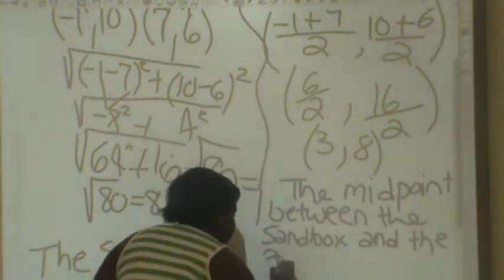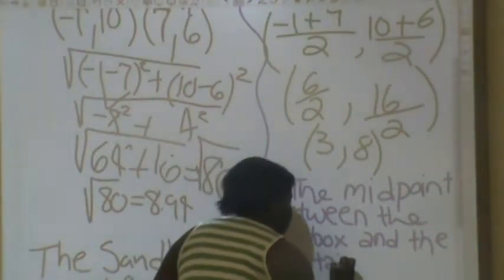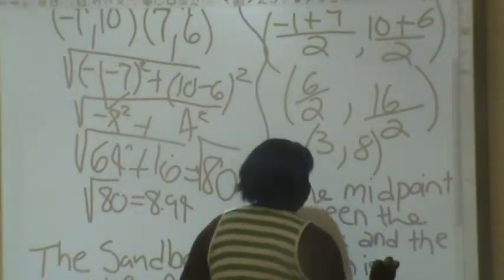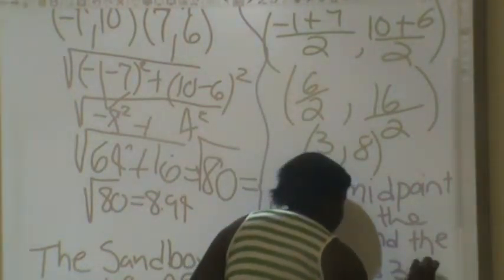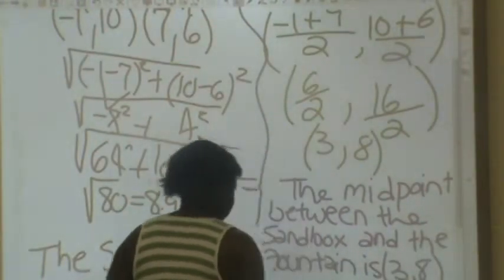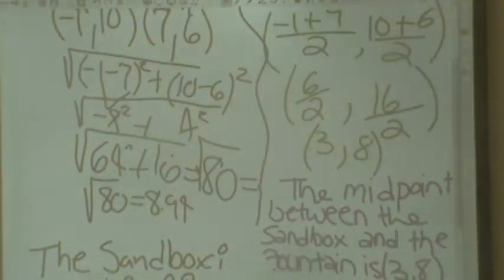Look at page 155 and locate where 3, 8 is, and see if you agree. Is that halfway between the two? Yes. Thank you. Let's look real quick and let's verify that. So 3, 8 would be about right here. Yup. Is that the midpoint between the sandbox and the fountain? Yeah. It sure is.